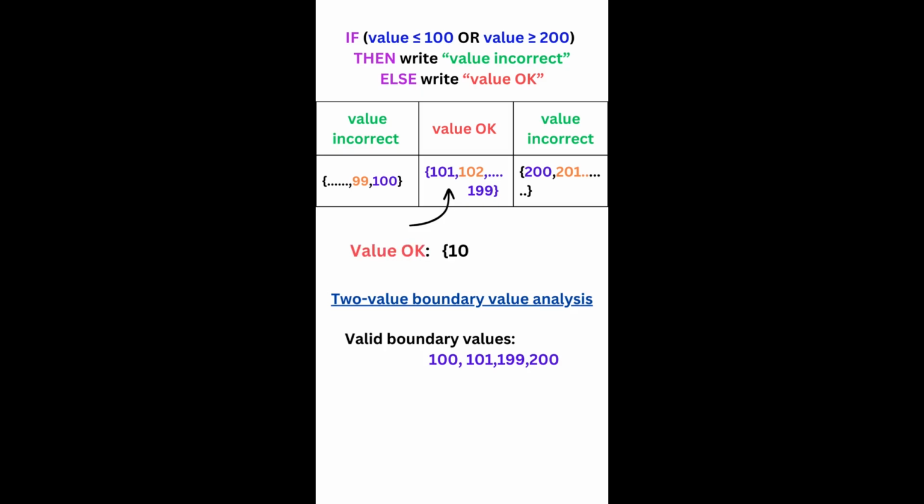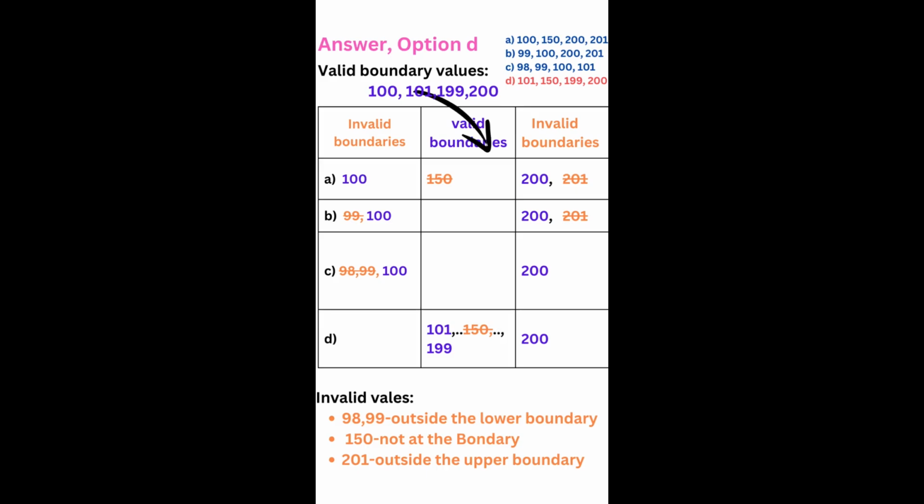It is understood, the numbers from 101 to 199 represent value OK. This is two-value boundary value analysis. So, the valid boundary values are 100, 101, 199, and 200, given in blue color. Let us analyze the options. The options A, B, C don't have any valid boundary values, but have only invalid boundaries. The option D has both valid and invalid boundaries. Invalid boundaries are in orange color.